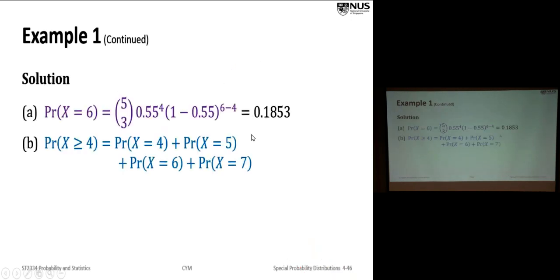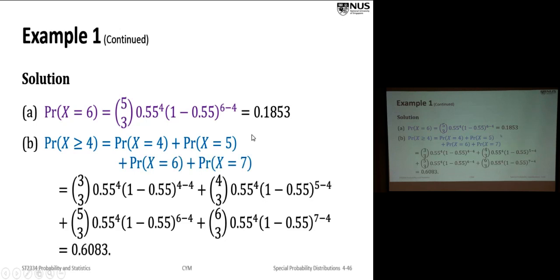So winning at the 6th game is 0.18. Winning the whole series is 60%. So it's a slightly higher chance than the other team. The other team's chance is 1 minus this number. Team B will have a 40% chance of winning, while Team A has a 60% chance.